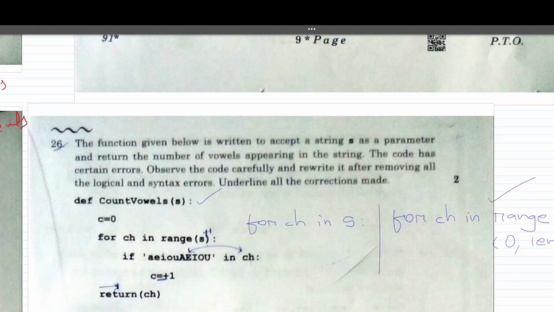Major students, even the students who are right now in class 12th also majorly make this mistake. They're confused between this. But do remember, either you write like this, or whenever you are using a range, write the starting index and the length, so that it will be taking the index till the last character of the string s. Okay, so this is the rectification. Here it says if A, E, I, O, U, and ch.